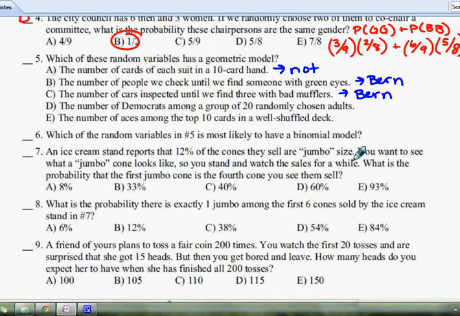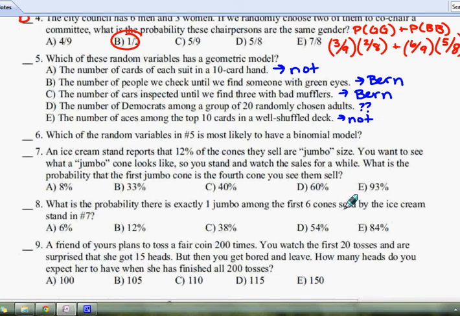Number of Democrats among a group of 20 randomly chosen adults. That may be Bernoulli, I'm not sure, because it depends upon where you are, whether or not they're independent. Number of aces among the top 10 cards in a well-shuffled deck. Those are not independent. Probability does not stay the same.